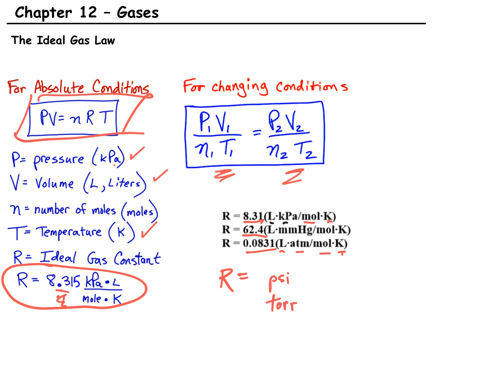We of course always want to have our temperature in Kelvin. And of course, N is the number of moles. So the unit we use for the volume and the unit for the pressure would determine what value of R we use. Now, most of the time, we would try to keep our pressure in kPa, our volume in liters, moles for N, and Kelvin for T. And then we would use 8.31 for the ideal gas constant.